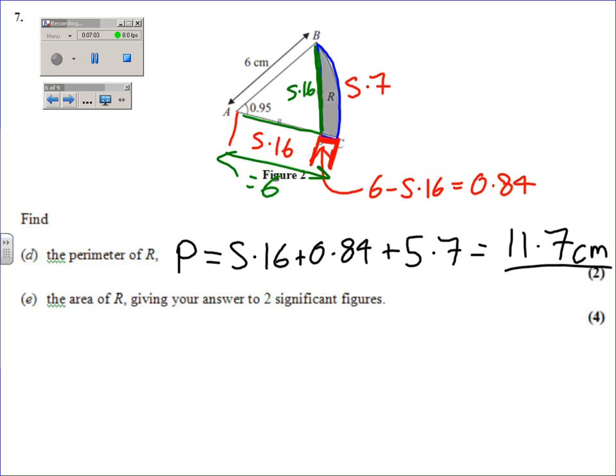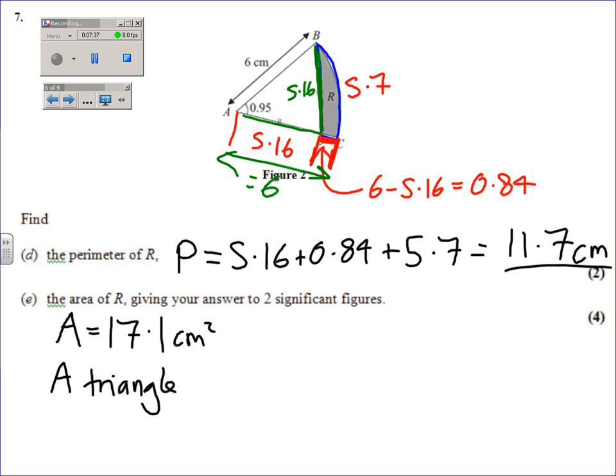Now for 4 marks, so this is going to be a little bit more work apparently: the area of R, giving your answer to 2 significant figures. So the area of the grey bit. Now what we need is the area of the big arc sector, which we know from before was 17.1. That whole sector area was 17.1, the answer to part B. And we need to subtract the triangle. We need to take away triangle ABD.